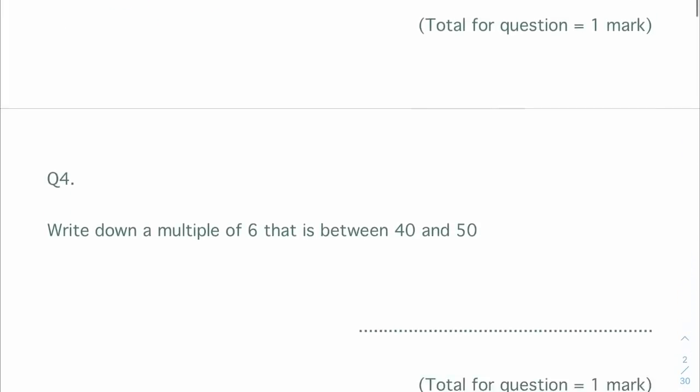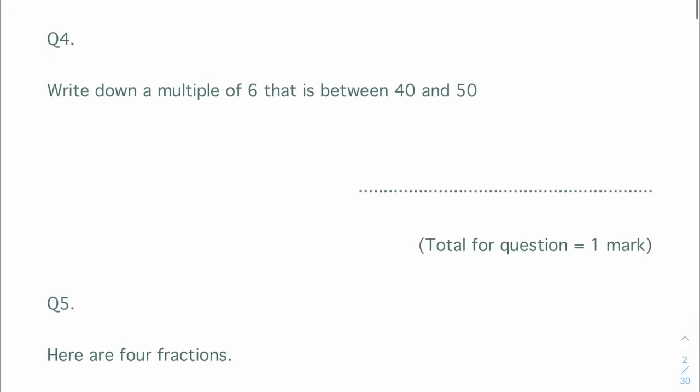Okay, on to question 4. Write down a multiple of 6 that's between 40 and 50. Obviously, because we do have a calculator for this, you could just keep going up in the 6 times table, but I'd hope that you could at least get to 36, then add 6, and you get either 42, or if you add 6 again, you would have 48.